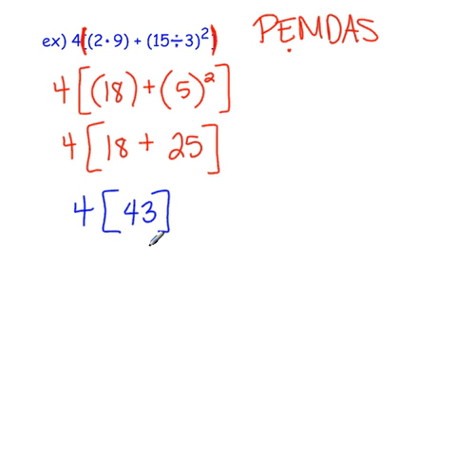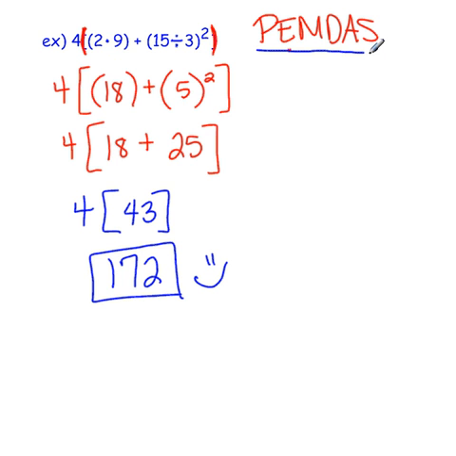Now remember, brackets and parentheses are the same, really. They're grouping symbols. So the operation here is multiplication. And 4 times 43 is a big number of 172. So look for your outermost parentheses or grouping symbols, which could be brackets, and then go ask yourself the order of operations questions inside those grouping symbols as well.